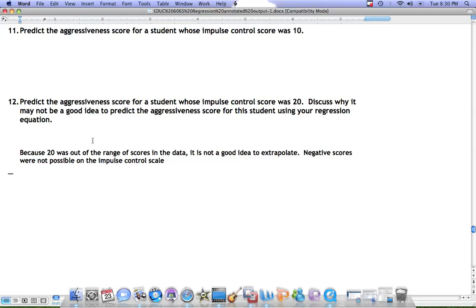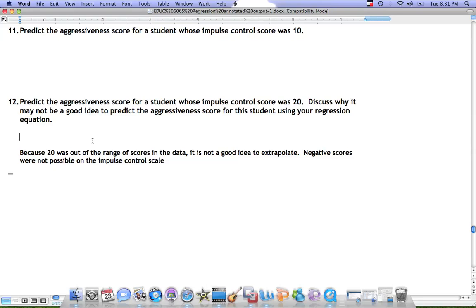If we want to predict the aggressiveness score for a boy whose impulse control score was 20, we would plug 20 into the equation. Plugging 20 into the equation actually gives us a negative value for the aggressiveness score. We know that that is not a possible value of our score.